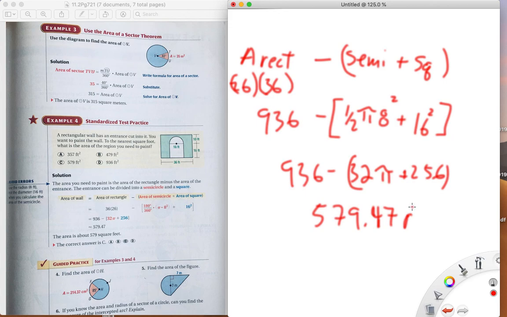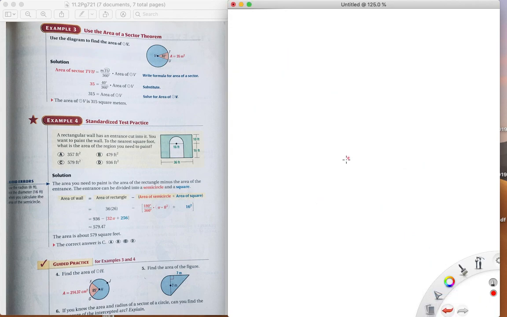feet squared. So you guys are going to be doing a lot of complex shapes and subtracting out from circles and other shapes as well. Should be good times for you guys.